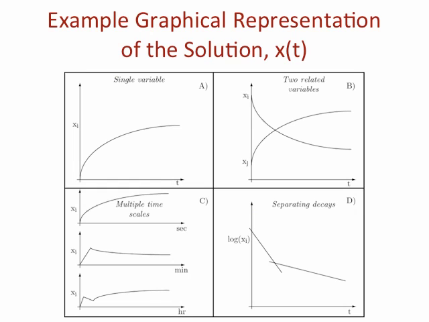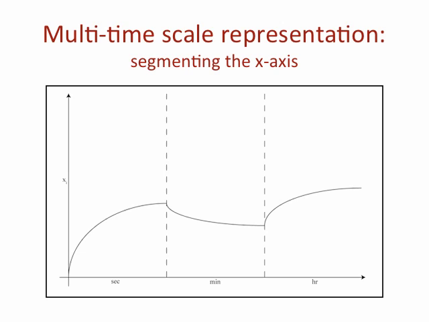Now, panel C can be concatenated as shown in this slide as yet another example of graphical representation, where you simply take each timescale, give it equal physical length on the x-axis, and you just plot the curves right next to one another. So you see already that there are many ways in which you can represent a transient response.